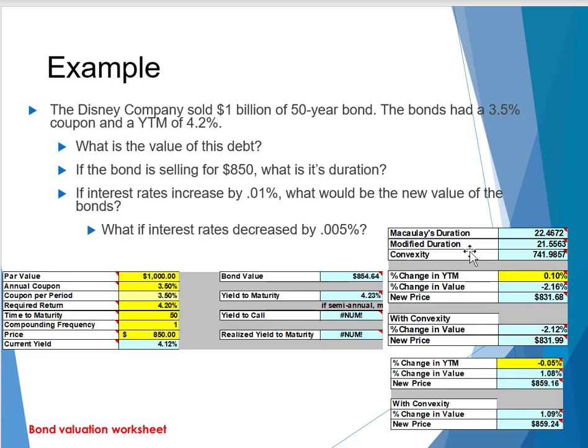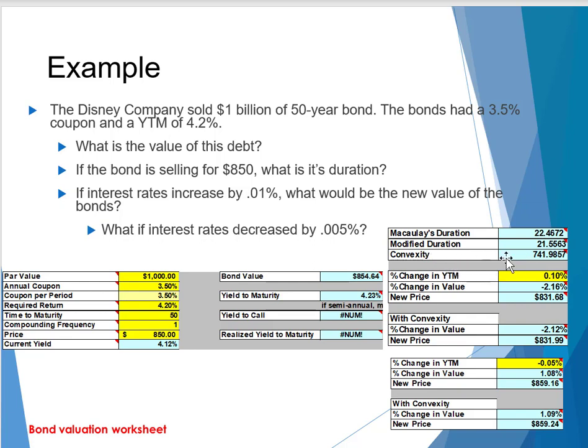Well, the duration here, we typically use this modified duration. The number is 21.55. By itself, that really doesn't mean anything. Technically, it is the break even or the payback period, if you will, for investing in a bond. So if you bought this bond today, in 21 and a half years, you roughly would have gotten all your money back.